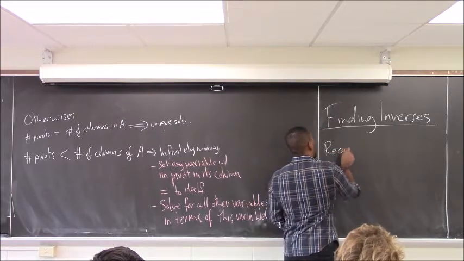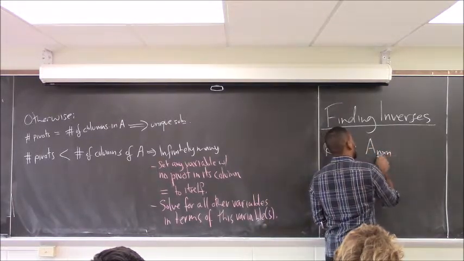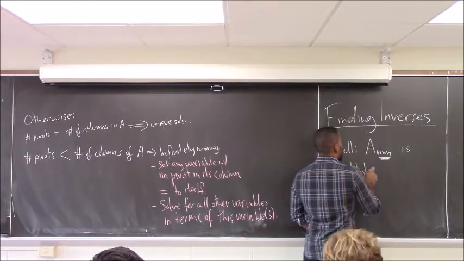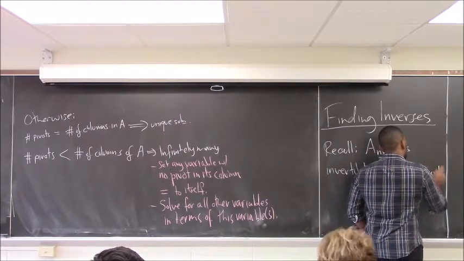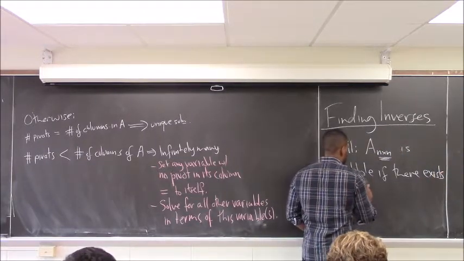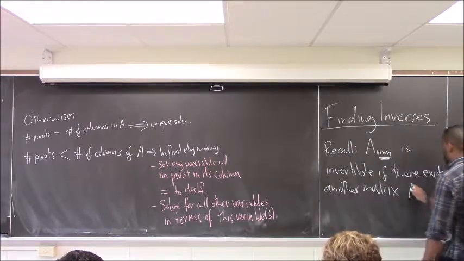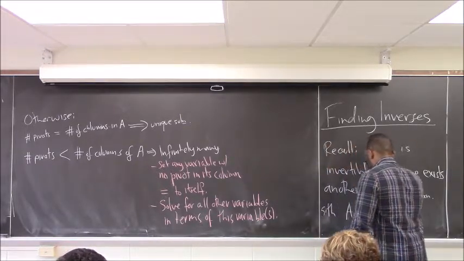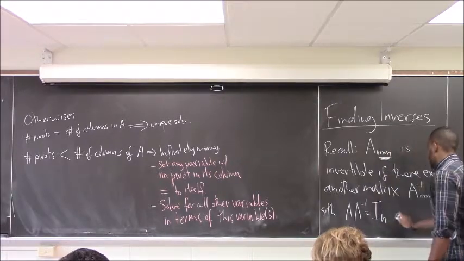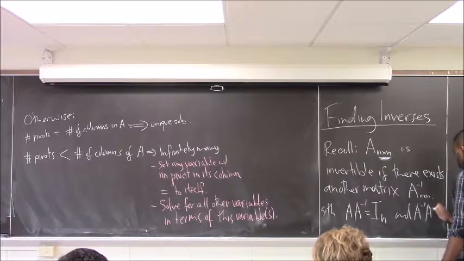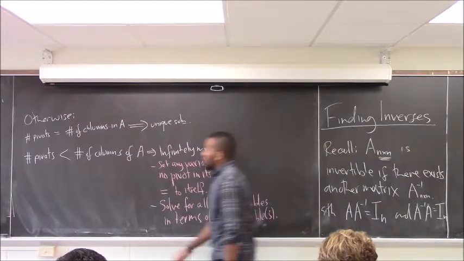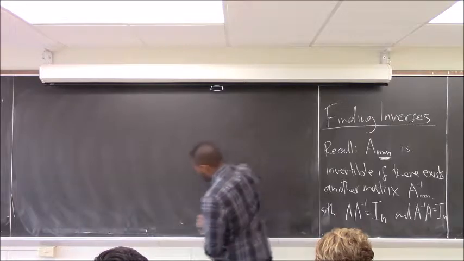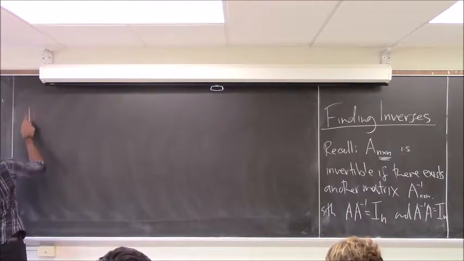So recall, an n by n matrix A, which has to be square, is invertible if there exists another matrix, which we call A inverse, which is also n by n, such that if I take A and multiply by the inverse, the result is the identity, and the other way around, you get the identity as well. How do you find this?